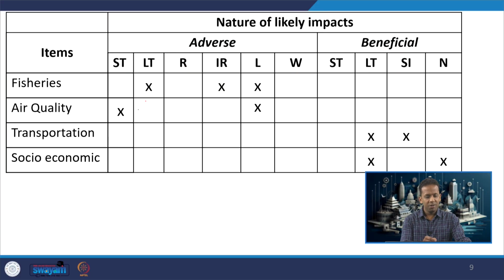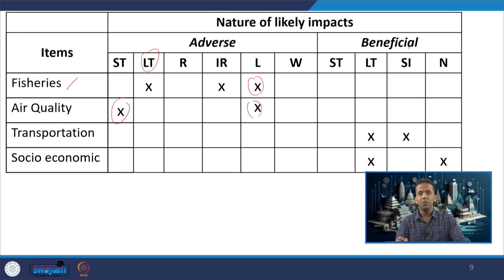So, this cross indicates that there is an impact, and you can see for that highway project or for that bridge project in the wetland and forestry area, it impacted fisheries in long term. Adverse impact we are talking about. Air quality it impacted in short term, because it is an ecologically sensitive area, there is a lot of greenery, a lot of trees. So, it will adjust air quality in some time. So, the impact on air quality was short term, not long term. Then what is this? Local fisheries and air quality at local region was impacted, not in the wider region.